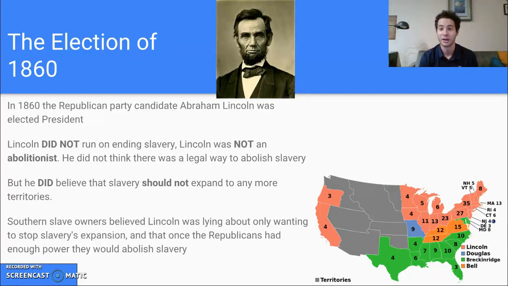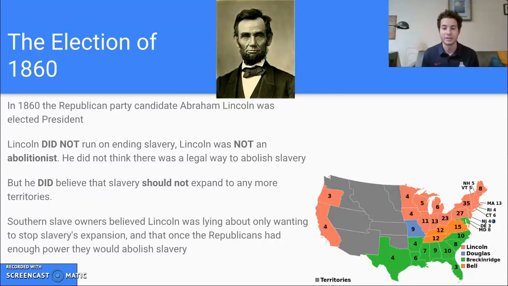Now, Lincoln did not run on ending slavery. Lincoln was a lawyer. He did not think that slavery could legally be ended, but he did not think that slavery should be allowed to enter any more territories. He thought that's where it should stop. A lot of Southerners heard him say that, but did not believe him. They said he's going to try and first stop us from expanding slavery.